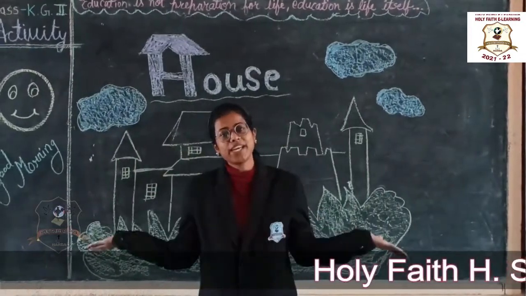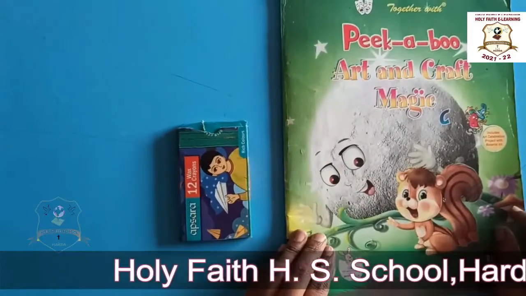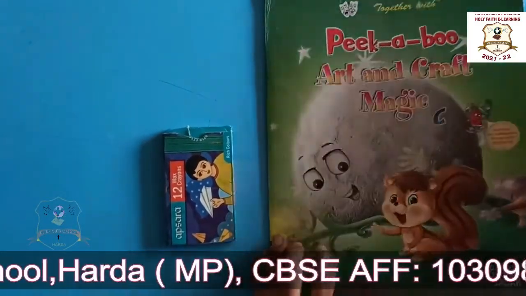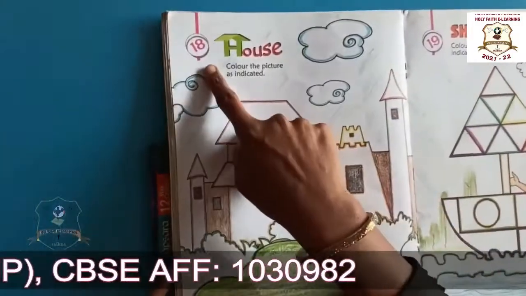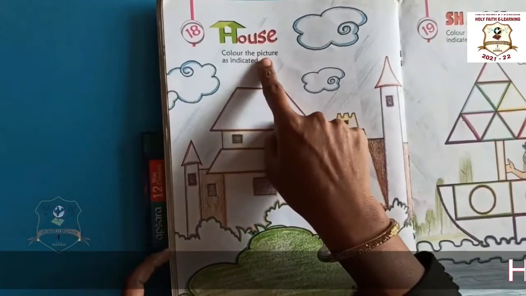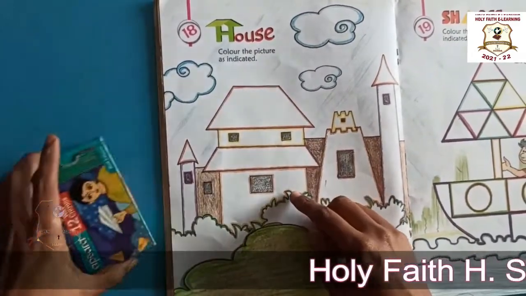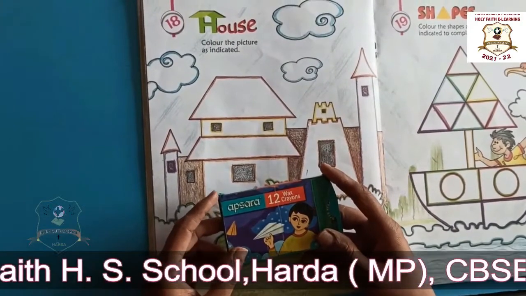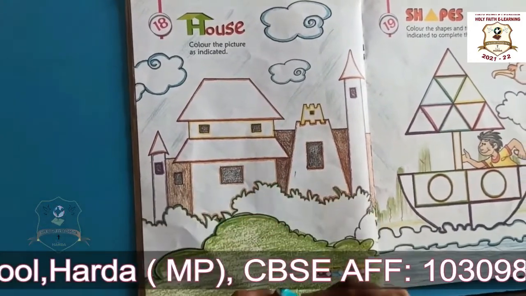So enjoy your activity. Students, this is your art and craft book. Open chapter number 18, house. Students, for this activity we need crayon colors. So let's start our activity.